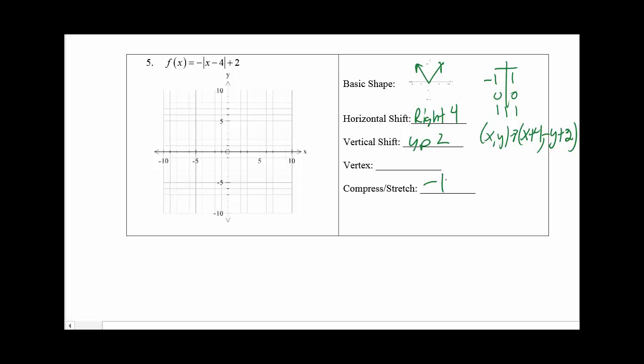So where'd the vertex go? Where'd that critical point go? So it starts off at (0, 0). We go right 4 and up 2. Puts it right about there. So it must have moved to (4, 2).